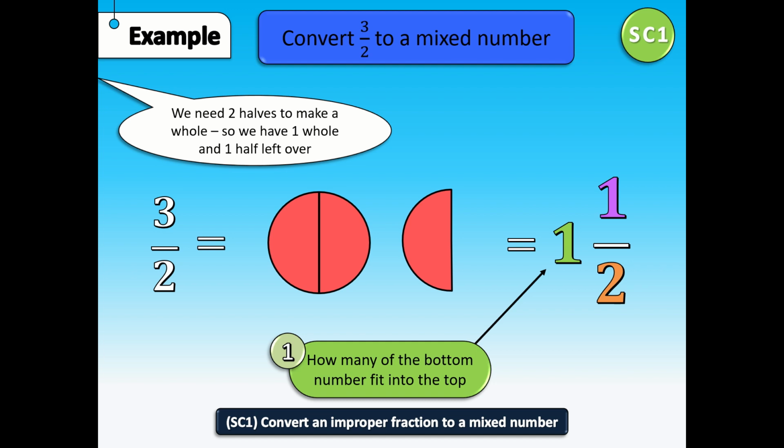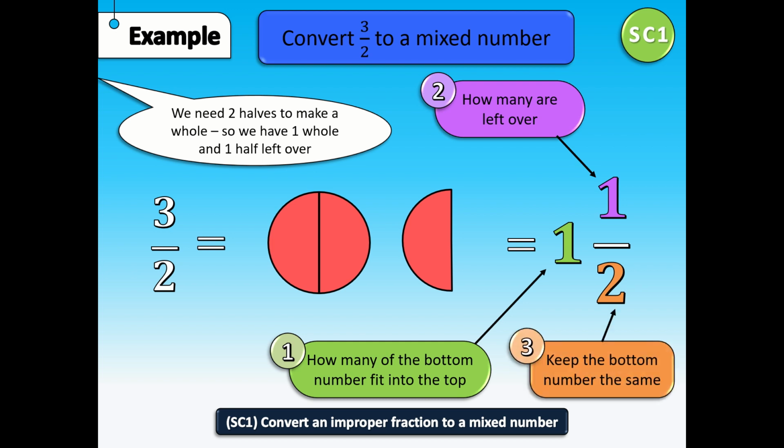Now to do this without diagrams, to do this numerically, you say how many times 2 goes into 3. So it goes into it once exactly with 1 remainder. And the bottom number just stays the same, so that 2 stays the same. So we've got 1 whole, because 2 goes into 3 once, with 1 remainder left over, so that goes on the top of the fraction.